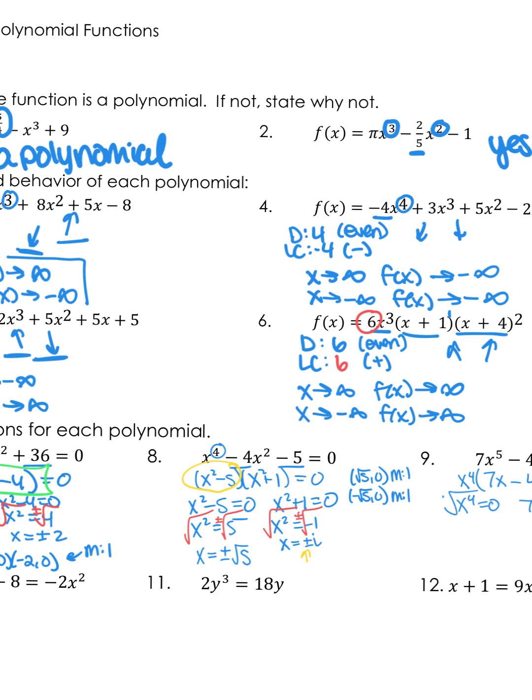Here we just need to take the 4th root of both sides. Technically you should have a plus or minus there, but since it's just 0, it'll be plus or minus 0, but it's just 0. And then 7x is equal to 4, divide by 7, x is equal to 4 over 7. So here we will have (0, 0) and (4/7, 0).